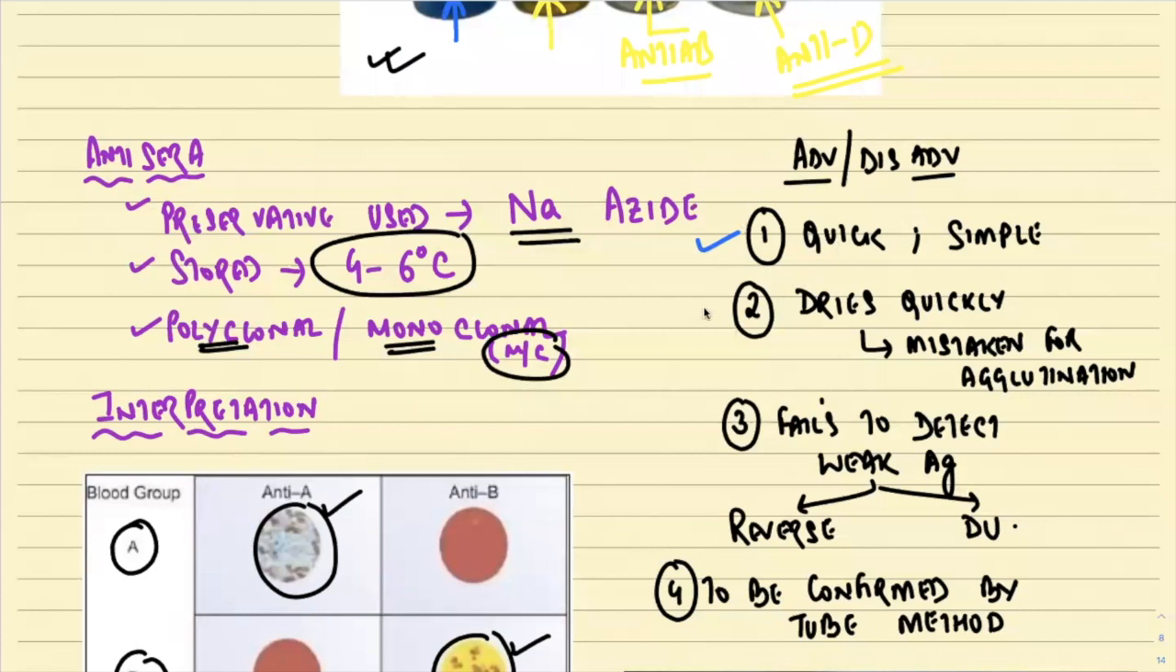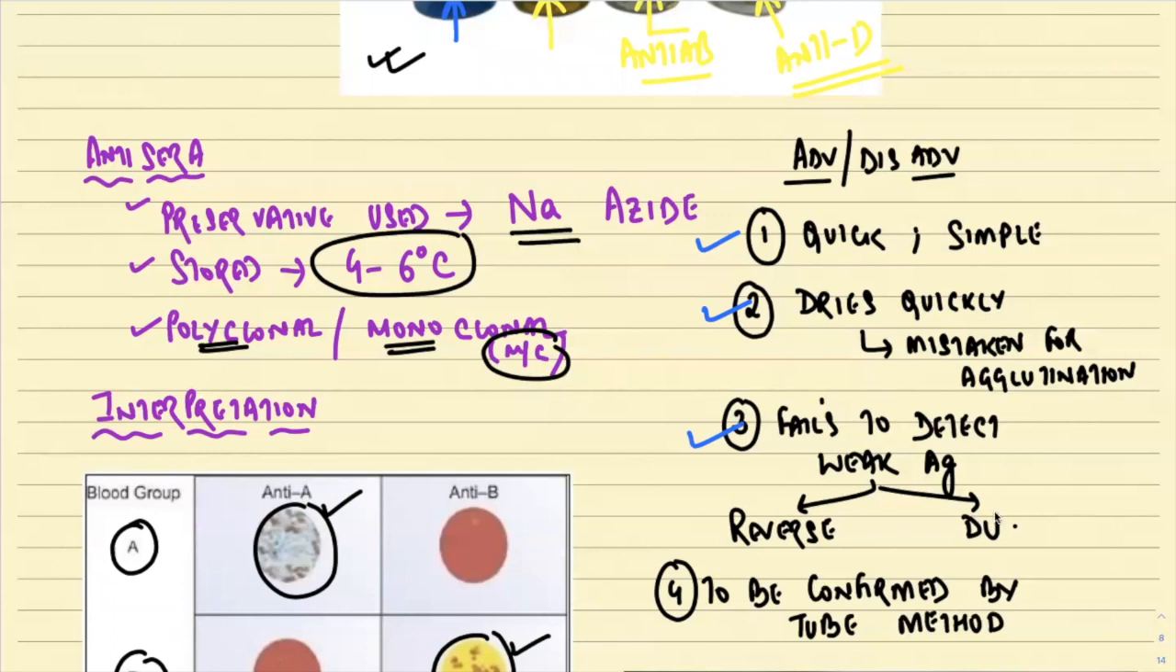Okay. One very bad thing is that once the sample is going to dry, sometimes even if it is negative group, you might say it as positive because the clot will form after some time, and that clot can be mistaken for agglutination. So it dries quickly. So you have to see the slides very quickly. And also very important, it fails to detect the weak antigen.